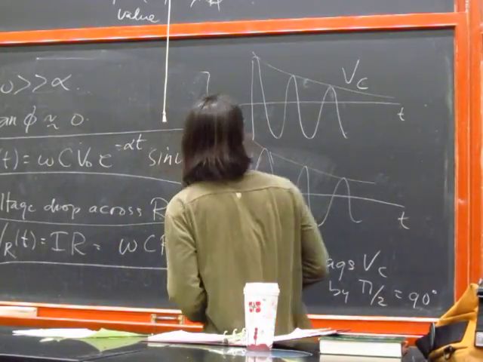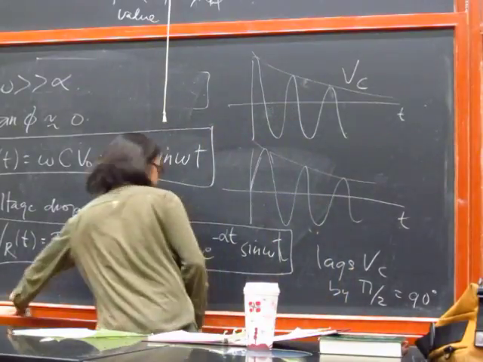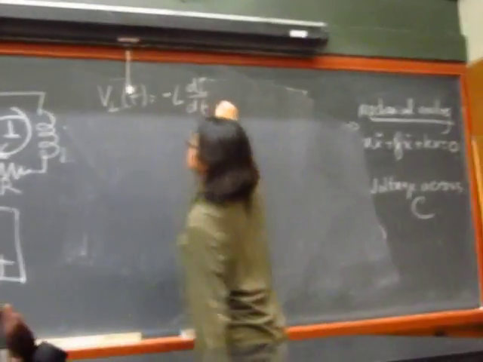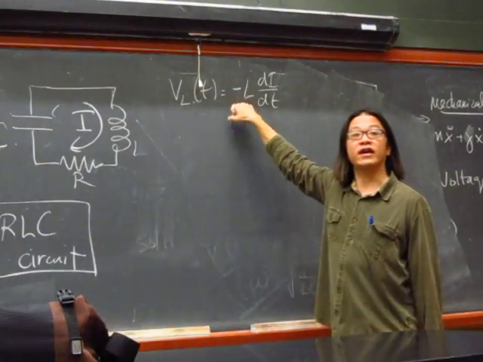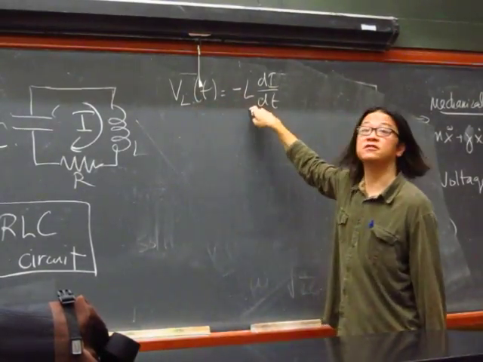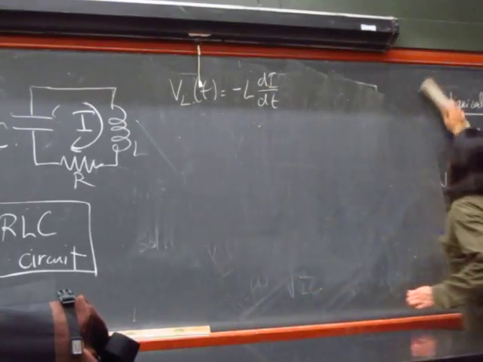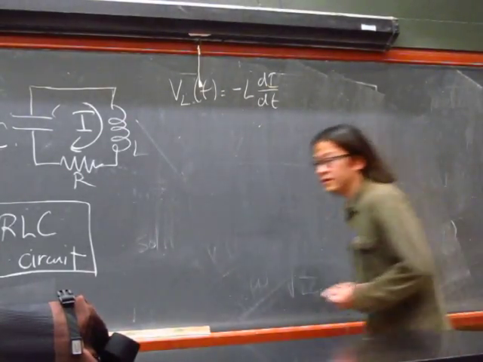Okay. And how about the voltage across the inductor? Let me erase this. The voltage across the inductor as a function of time is given by minus L dI/dt, right? This is from Faraday's law, right? This is the EMF, minus the rate of change of the flux. Okay?